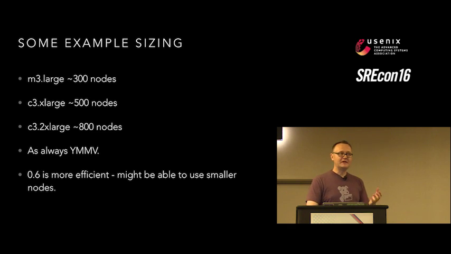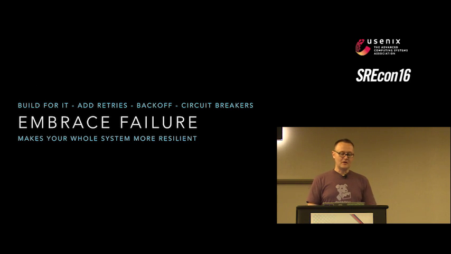You might be able to get away with some smaller nodes due to the changes with 0.6 that I talked about earlier, but they're here for reference. One thing that has been emphasized through this entire process is to architect for failure better. Consul is a distributed system, and you don't have the luxury of having everything on one machine. Connection problems will happen, and nodes will drop out. Adding retries to your connection routines, adding exponential backoffs, and circuit breakers will help to make your stack more resilient.